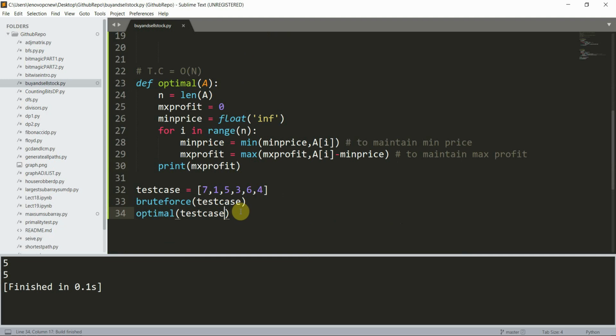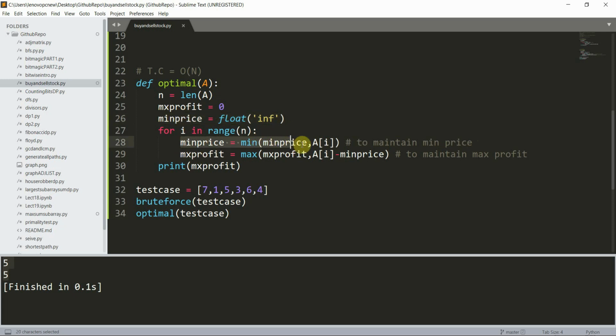Yeah, so in both the solutions I get 5 as the answer. So I just want to tell you that this is the correct approach, but I'll give you a quick overview of how I went through this approach. I'll maintain a variable min price which will keep track of the minimum price. To maintain the minimum price is simple. First, initialize the min price as an infinite value, as we normally do to maintain a minimum price.